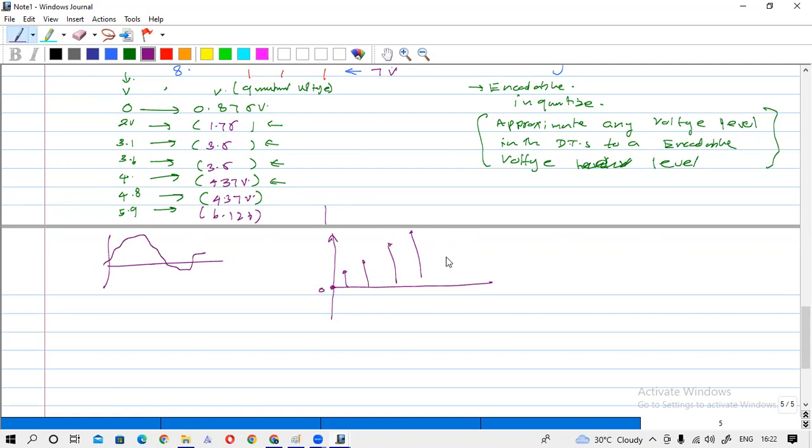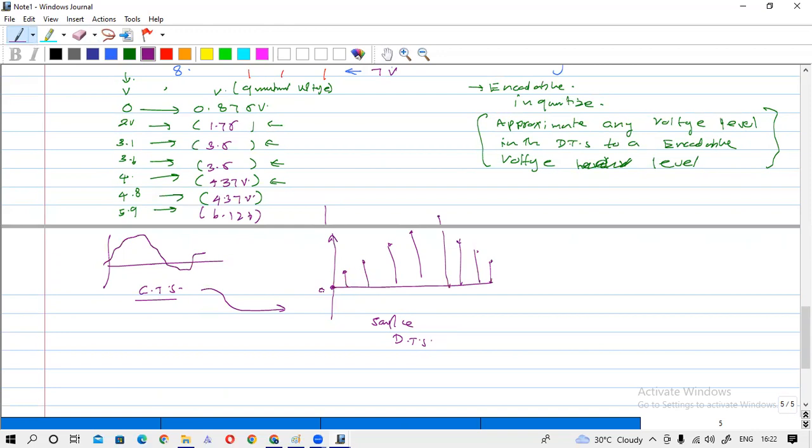Once you have quantize, it is somewhat like this, no? Okay, not quantize, sample. So this is the sample signal or discrete time signal. So this is our original signal, and it is the analog signal, as well as a continuous time signal. So in sampling, we convert this CTS into a DTS signal, discrete time signal.